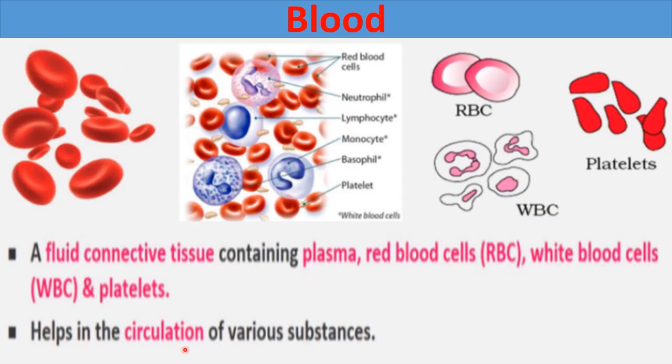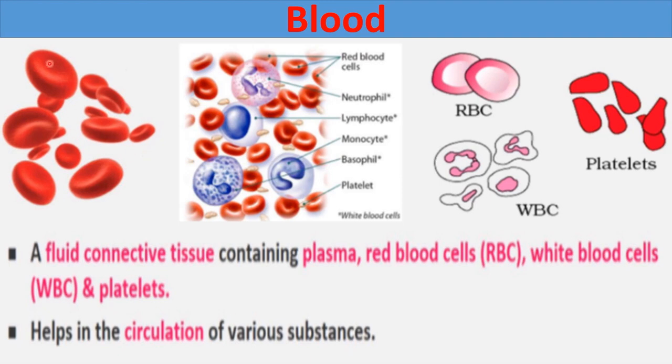All these are components of our blood. Blood helps in circulation of various substances. So this is the function of blood. Various substances like gases, carbon dioxide and oxygen, and also the nutrients present in food, and the waste materials produced in our cells, all these substances circulate in our body through blood.